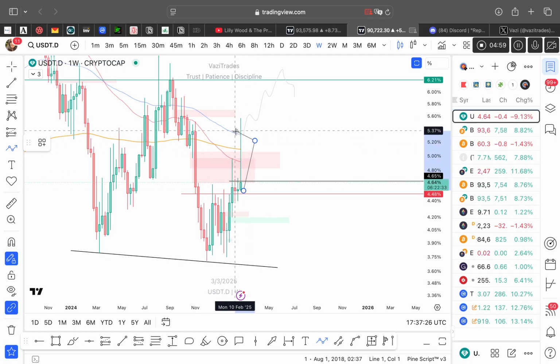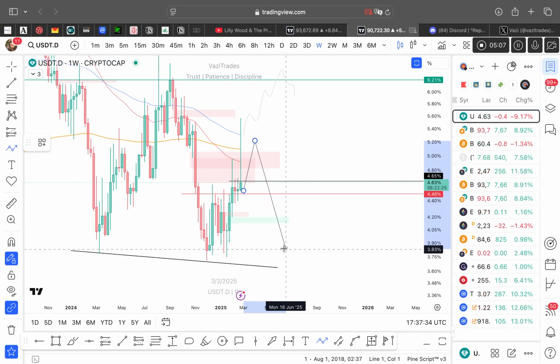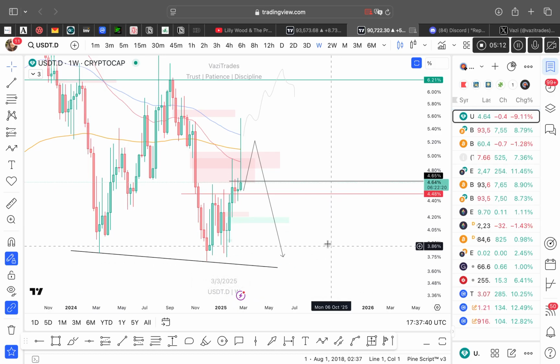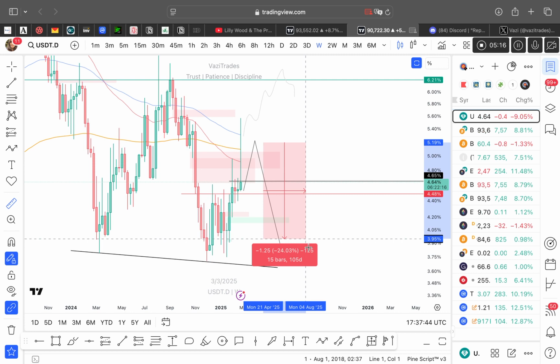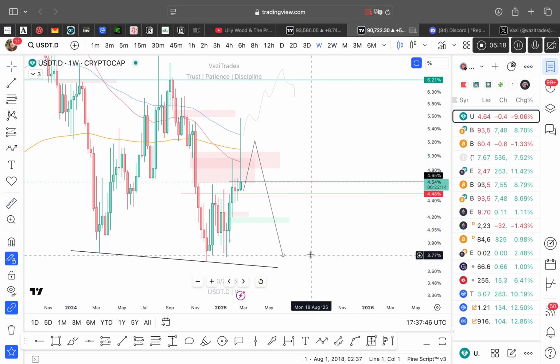So either it will come to fill this weakness, or reject at least from this 100 EMA on the weekly time frame, and then it will go down, and this time it may go much lower towards this low, and this will of course bring a nice pump in crypto.